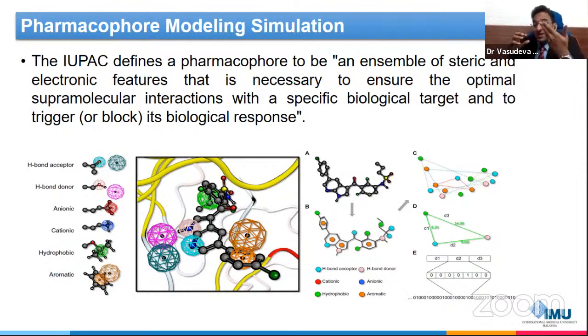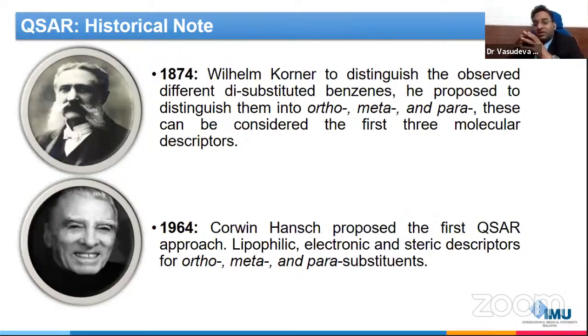However, you can still explore different types of hydrogen bond donors, different types of hydrogen bond acceptors, and different types of ring systems. So that's how chemical diversity is further explored based on pharmacophore modeling simulations. So, moving on to the quantitative structure activity relationship.